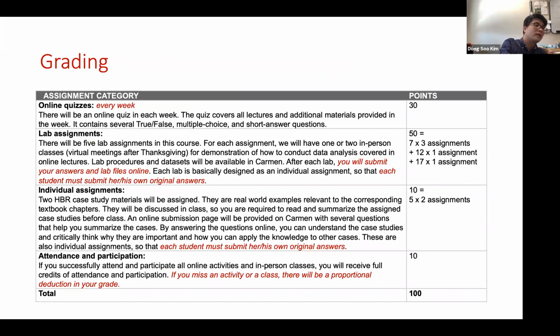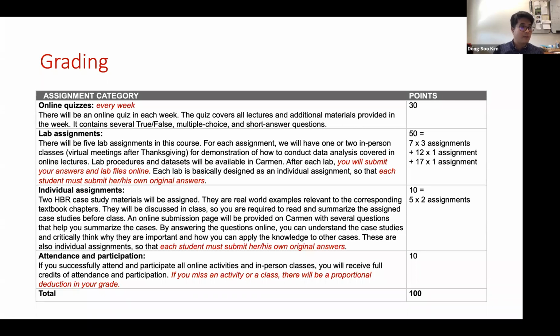Grading. There are 4 components of grading. First, we have quizzes. Again, there will be an online quiz in each week. The quiz covers all lectures and additional materials provided in the week. It contains several true-false, multiple choice, and short answer questions.